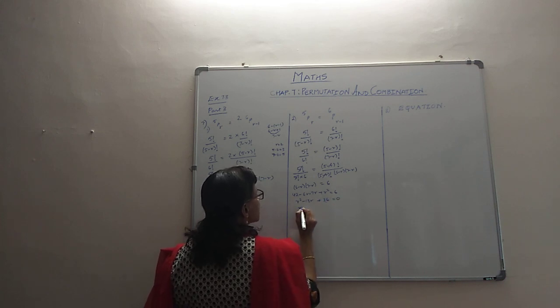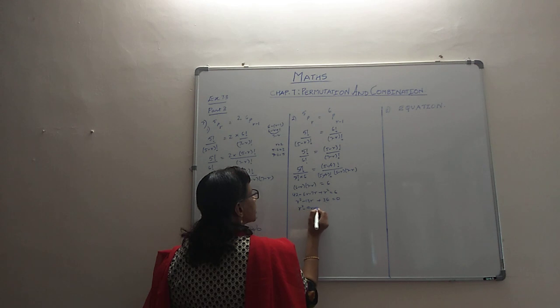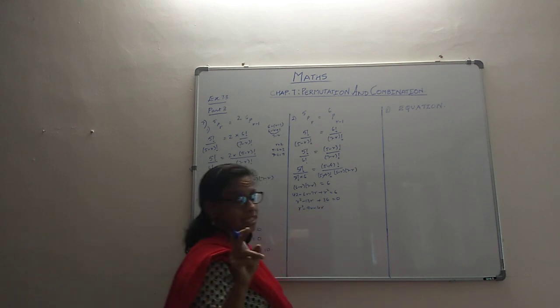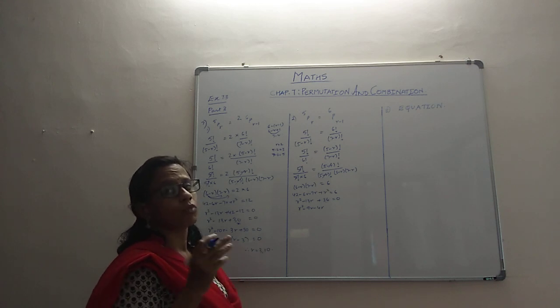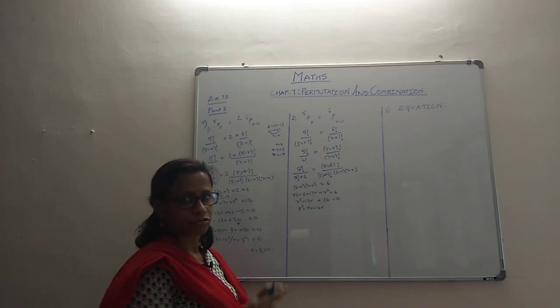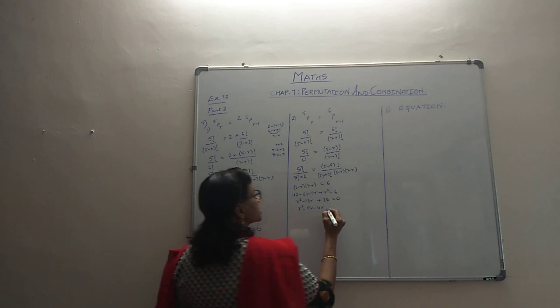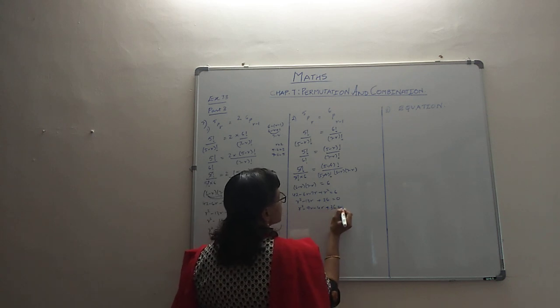36 is 9 fours, so you can have 9. See, 36 other things are there: 6 6 is there, 9 4 is there, 18 2 is there. But what is working for us is 9 and 4. So we are taking those as factors. r squared minus 13r plus 36 is equal to 0.